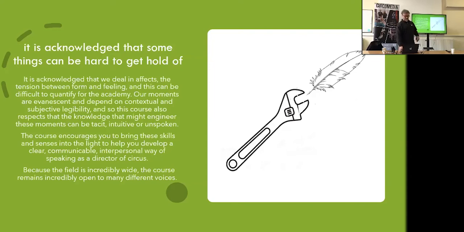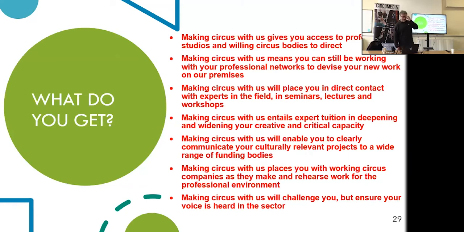The university deals in facts and we deal in affects. So what do you get? I'll sum it up by saying this. Making Circus with us gives you access to professional studios and willing circus bodies to direct. Making Circus with us means you can still be working with your professional networks to devise your new work on our premises. Making Circus with us will place you in direct contact with experts in the field in seminars, lectures, and workshops. Making Circus with us entails expert tuition in deepening and widening your creative and critical capacity.